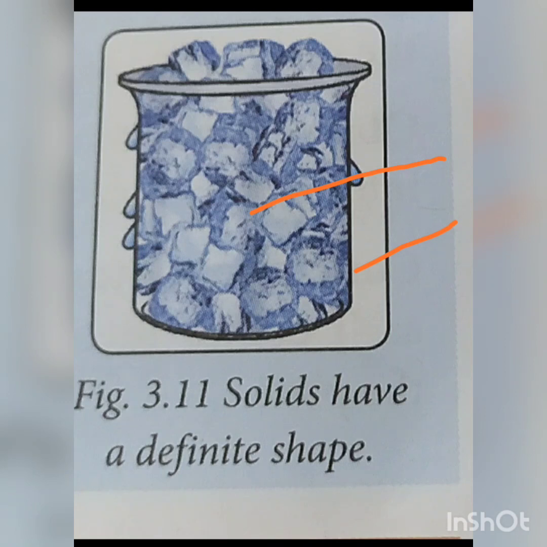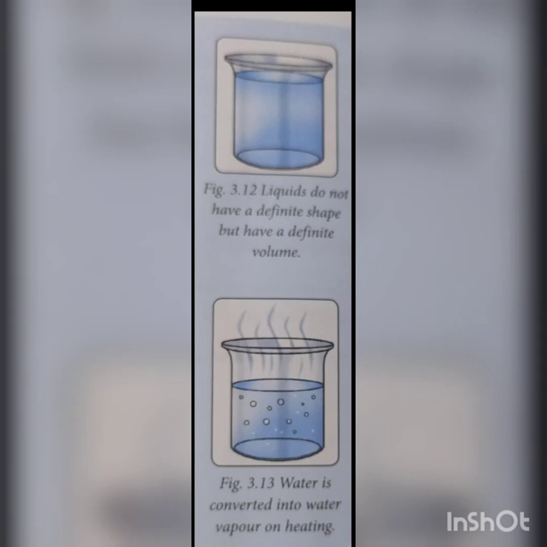This shows that ice cubes, that is solid, have a definite shape. They have also occupied a fixed space, that is, they have a definite volume. After some time, we will observe that the ice cubes undergo the process of melting and get converted into water, that is a liquid. Water then takes the shape of the beaker.